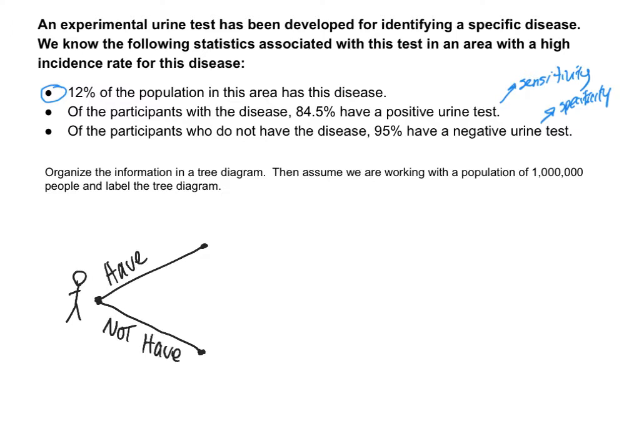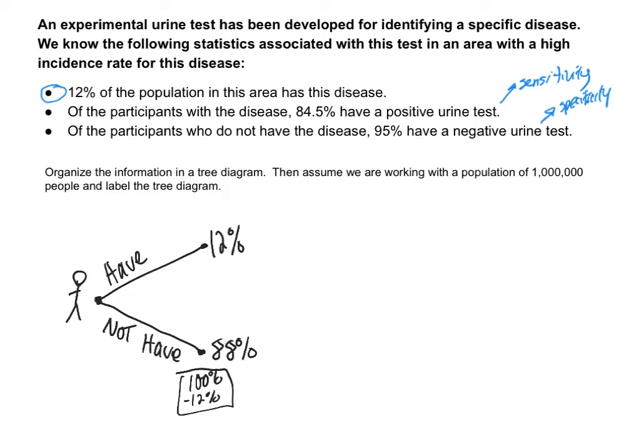And what I'm told is that 12% of the population in this area has this disease. So there's a 12% chance that this individual will be along this branch of the tree, meaning if 12% have it, well then 100 minus 12 will not have it, right? 100% take away 12%, that means there will be 88% of the population that does not have this disease.